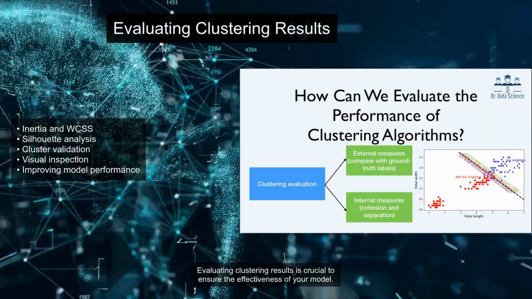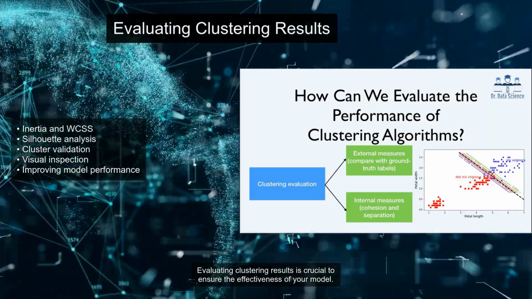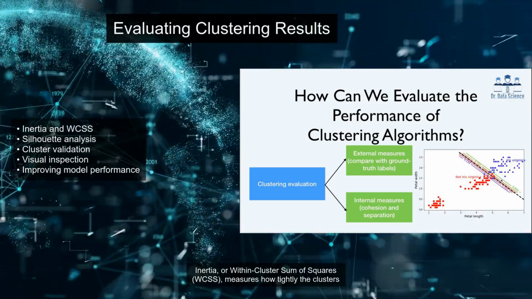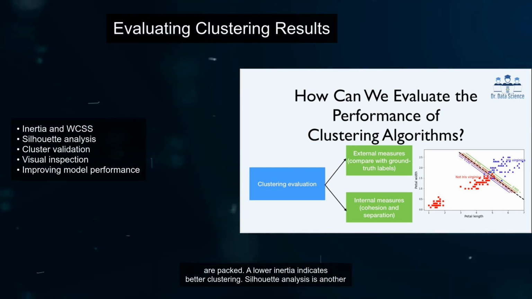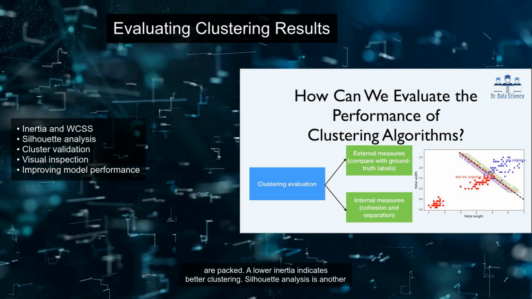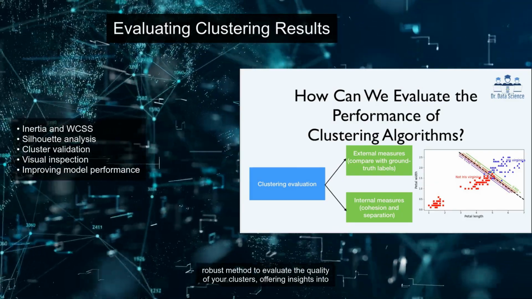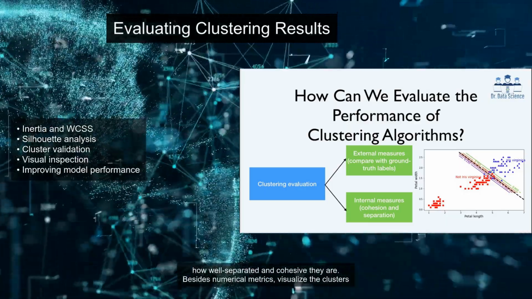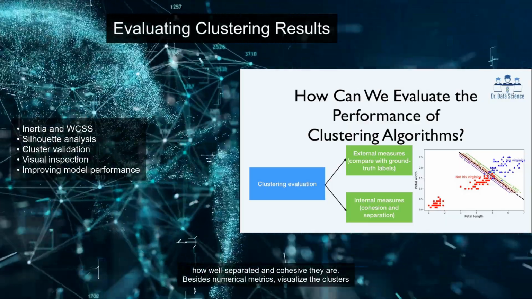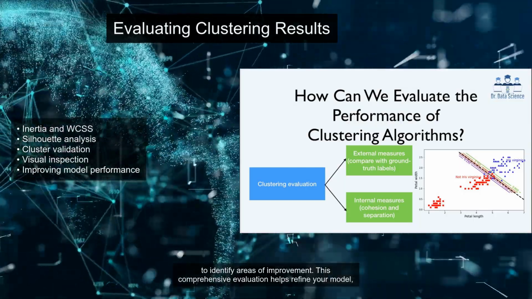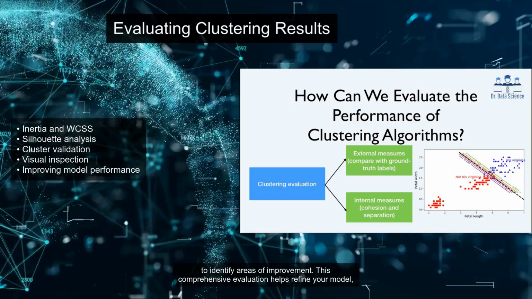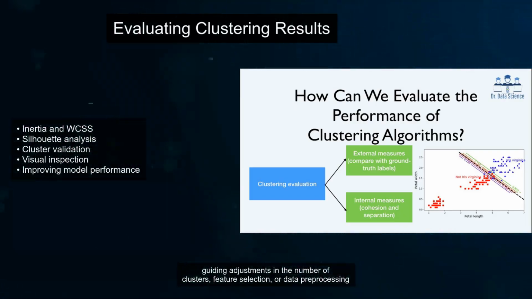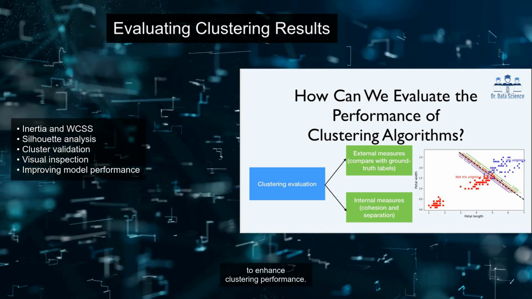Evaluating clustering results is crucial to ensure the effectiveness of your model. Inertia, or within-cluster sum of squares, WCSS, measures how tightly the clusters are packed. A lower inertia indicates better clustering. Silhouette analysis is another robust method to evaluate the quality of your clusters, offering insights into how well separated and cohesive they are. Besides numerical metrics, visualize the clusters to identify areas of improvement.